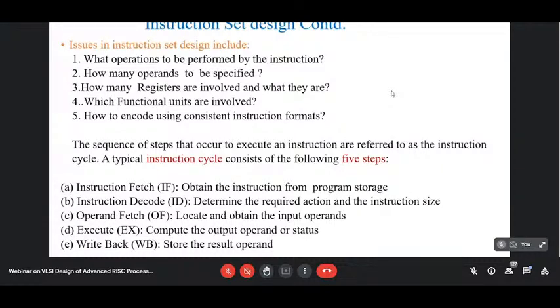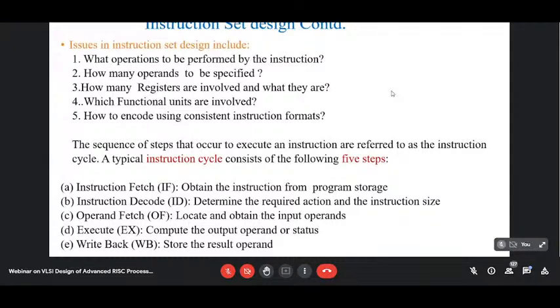I'm just giving an example. Let's say ADD R1, R2, R3. These are instructions. R2 and R3 are two registers. They will be added and the result will be stored into R1.